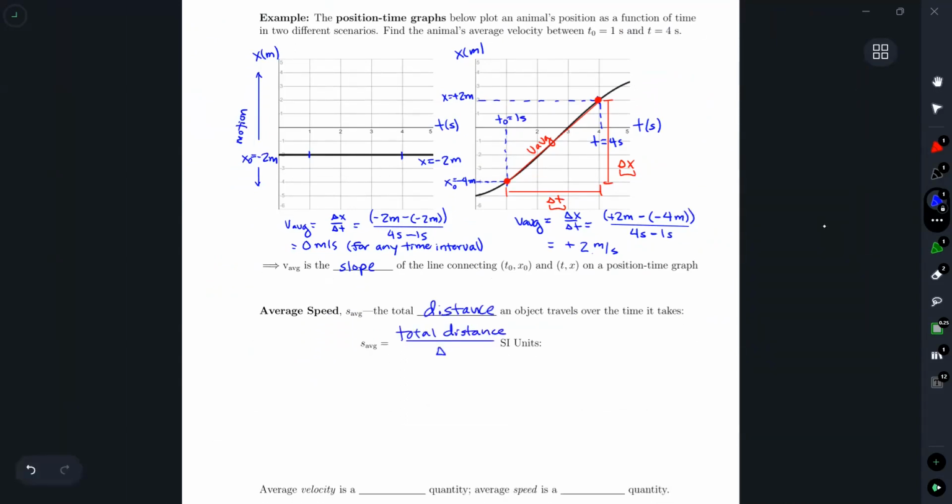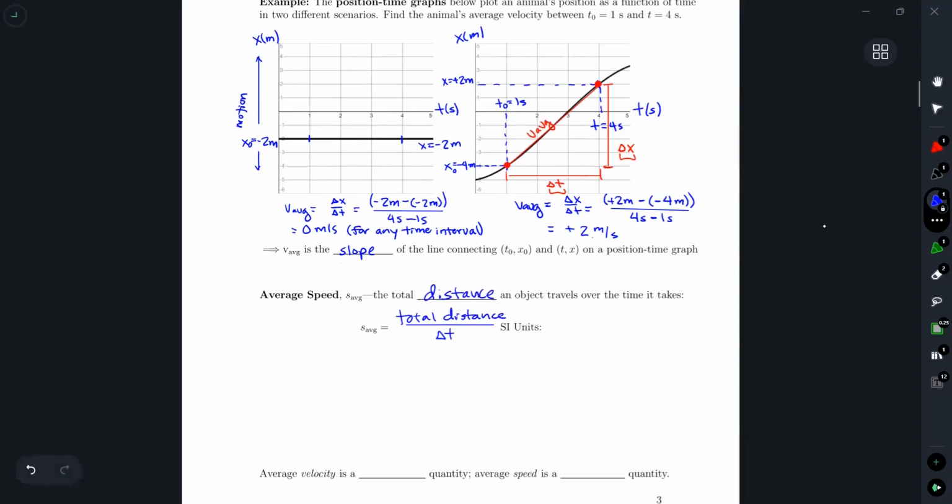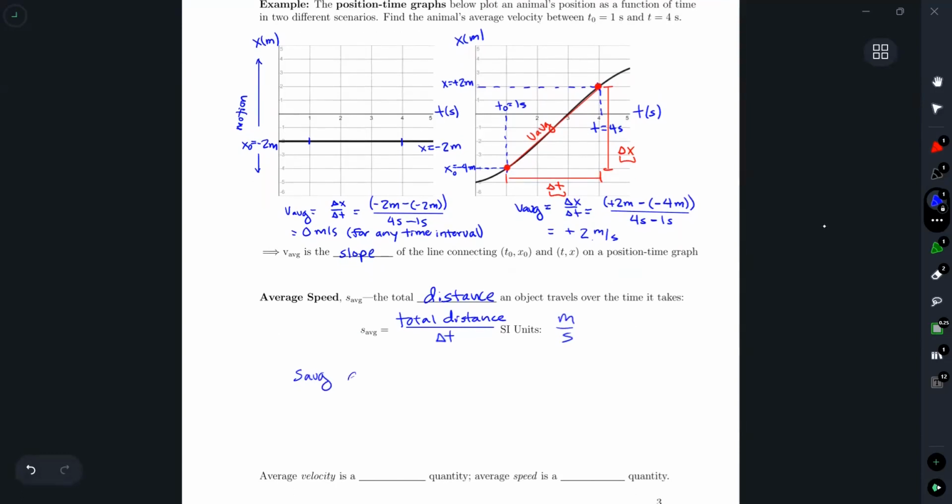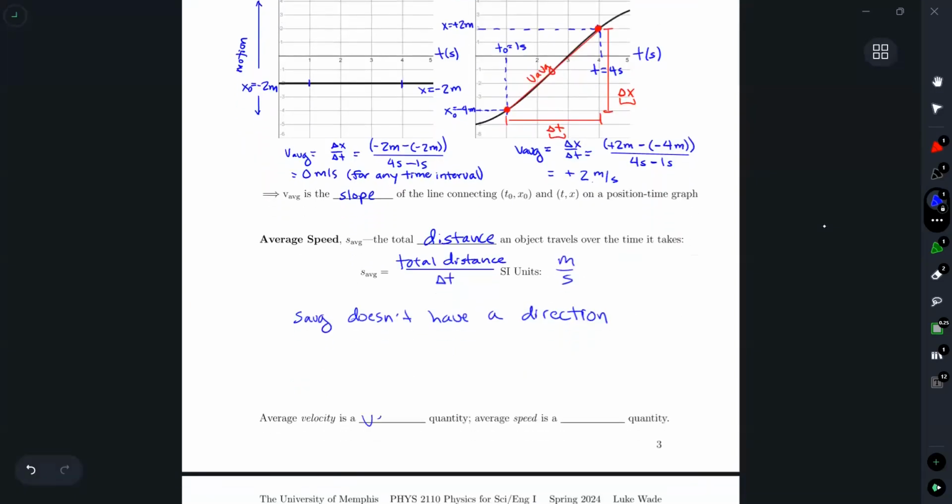We use total distance so little, at least in physics 1, that I don't have a variable for it. But it also has SI units of meters per second. Unlike average velocity, this doesn't have a direction. And so average velocity is a vector quantity, average speed is a scalar.